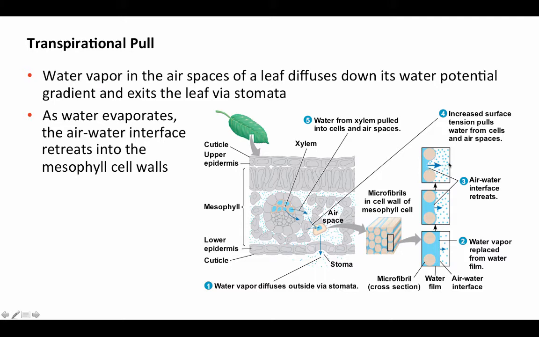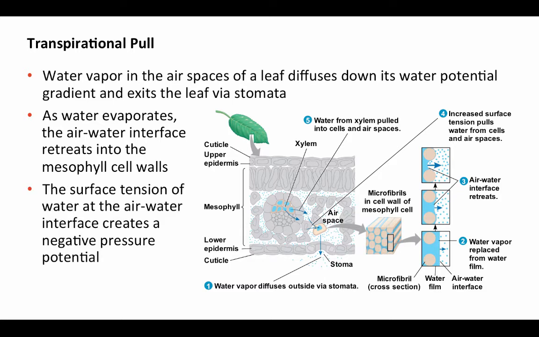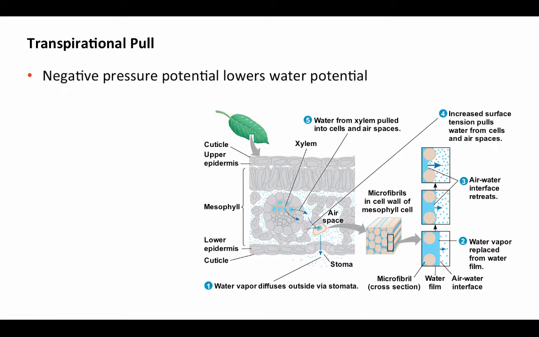The water's coming off, and the surface tension is going to cause this little meniscus to form that's going to have a great deal of tension associated with it as those water molecules are trying to stay together under this negative pressure. So increased surface tension pulls the water from cells and air spaces. So the surface tension of water at the air-water interface creates this negative pressure potential. So that negative pressure potential is going to lower the water potential.